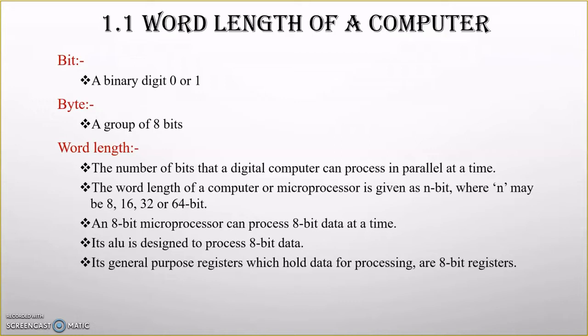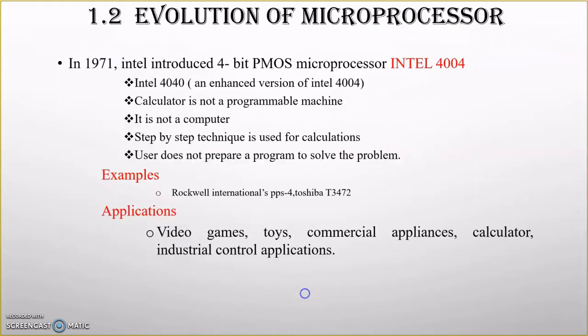The word length of a computer or microprocessor is given as n-bit, where n may be either 8-bit, 16-bit, 32-bit or 64-bit. An 8-bit microprocessor can process 8-bit data at a time. Its ALU is designed to process 8-bit data. Its general purpose registers which hold data for processing are 8-bit registers.